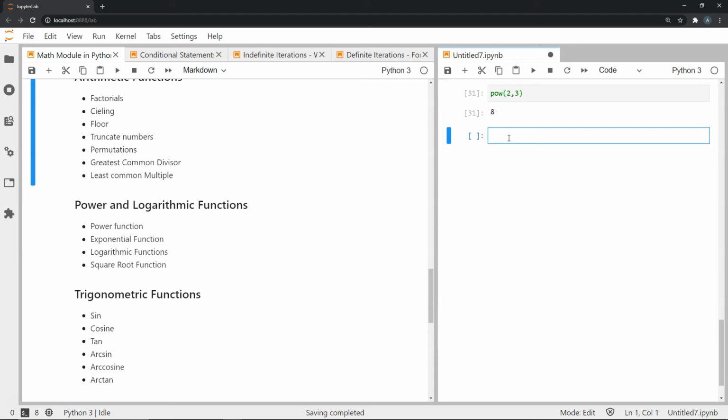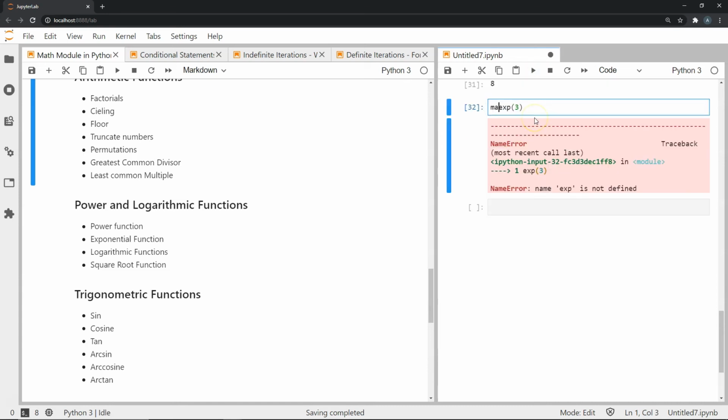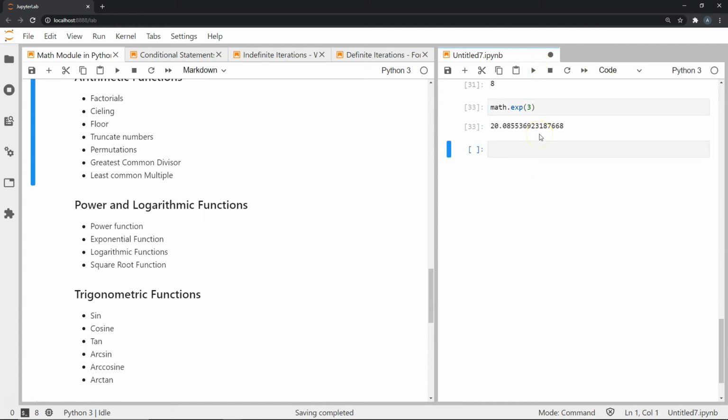Moving on, the next function that we'll discuss is the exponential function, which is defined like this. The exponential function is e to the power of something. So if I did exponential of 3, this would give me e to the power 3. Of course, I did not define the module beforehand, so math.exp. Now when I do this, it'll give me some value, which is basically Euler's number e to the power 3. So this was the exponential function, and let's look at an example.